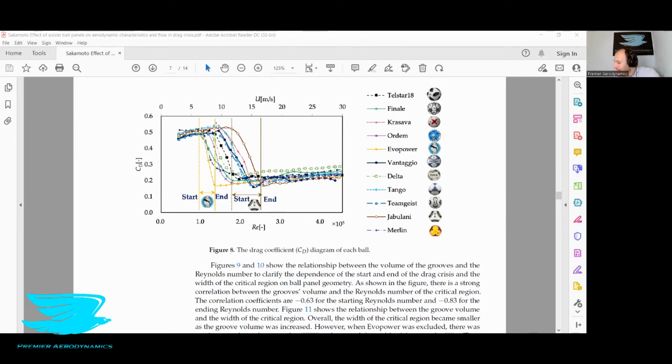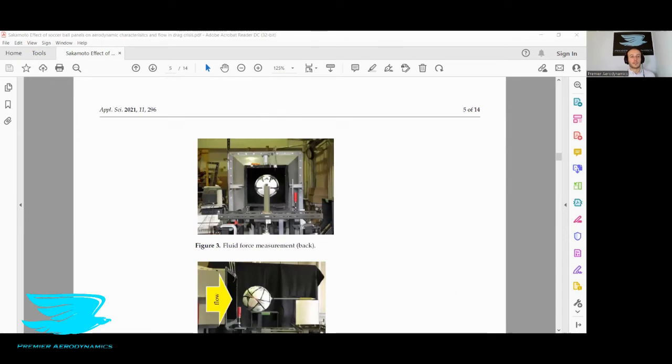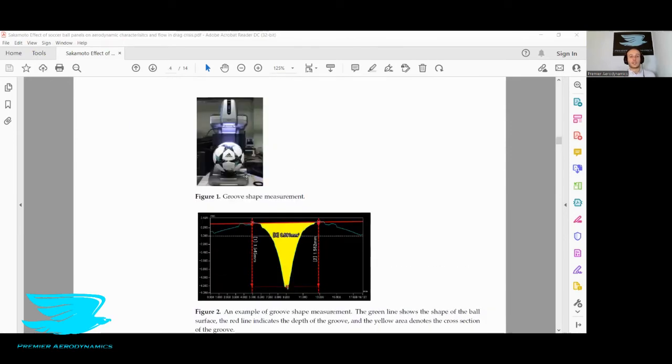Then they came to some conclusions, and they had two main conclusions from this paper. The first: they found that as the groove volume increased, so remember how we mentioned earlier where they measured the volume of the grooves. I'll go back to that figure here. So just to jog your memories, this is the machine they used to scan the ball and figure out what the groove volumes were. They found that as the groove volumes increased, the critical region becomes narrower. So that Evo Power, for example, the groove volumes were significantly bigger. So that resulted in a narrower critical region.